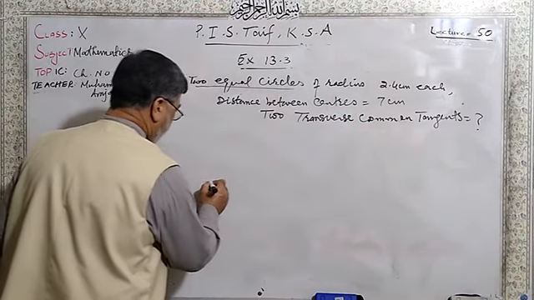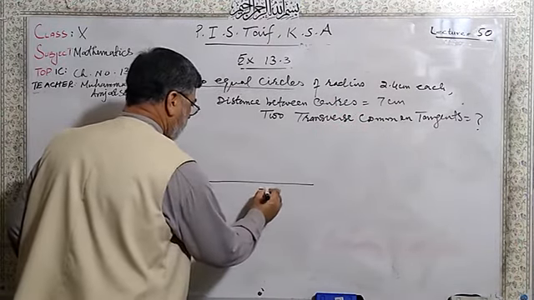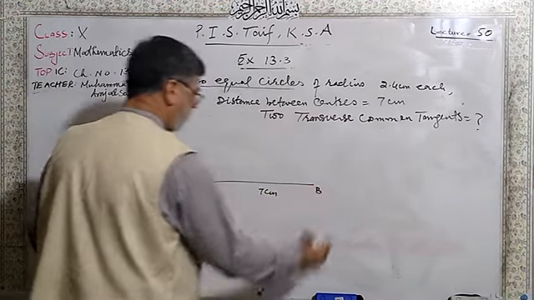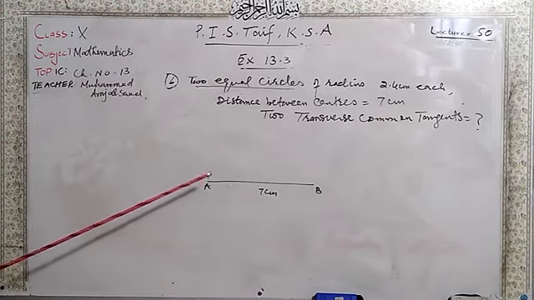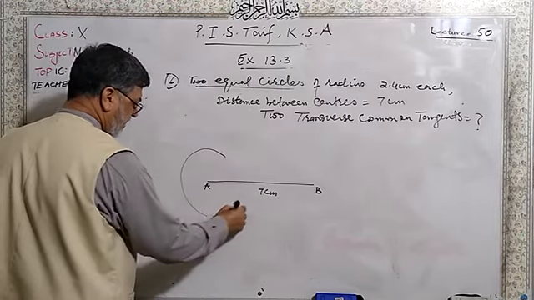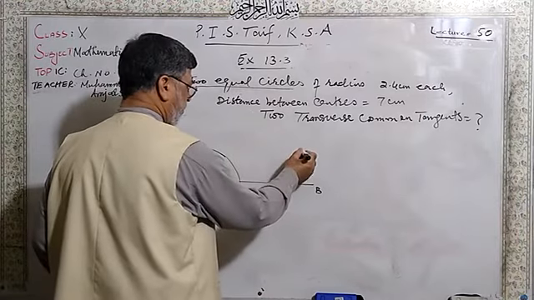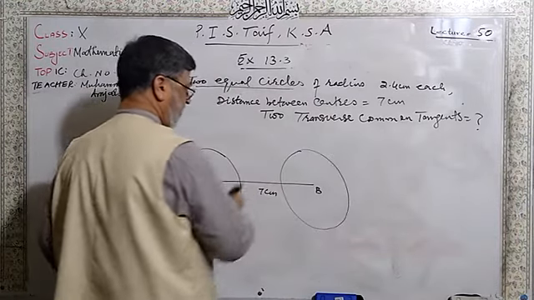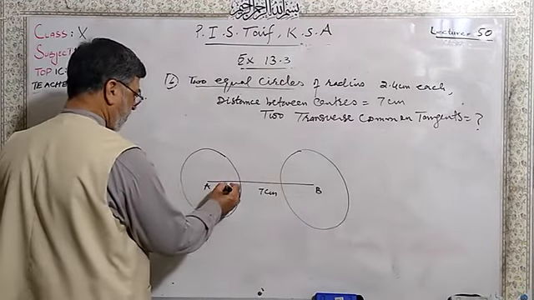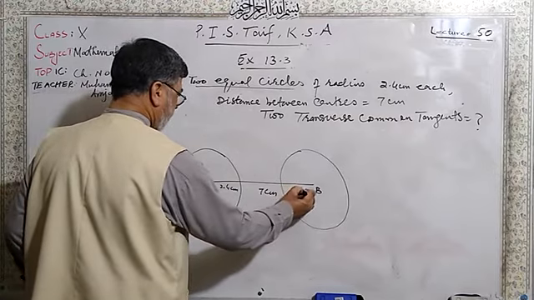Now you draw a line segment of length 7 centimeter, taking A and B as the ends of a line segment AB of length 7 centimeter. Taking A as center, draw a circle of radius 2.4 centimeter. And here also the same, radius is 2.4 centimeter and 2.4 centimeter.